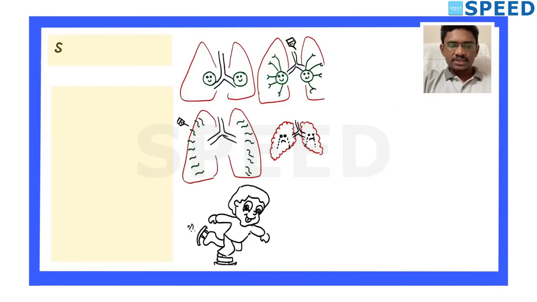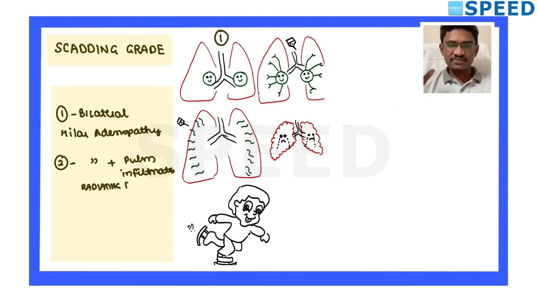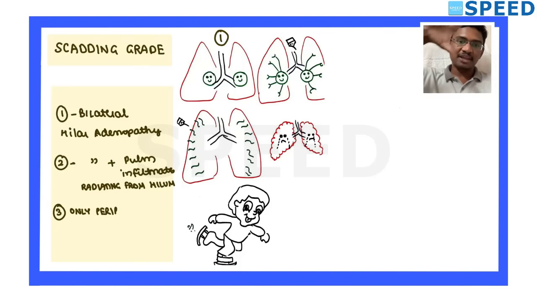So if you see this in sarcoidosis, there is a staging system where this system is used to classify sarcoidosis based on the severity. First is stage 1, where the patient will have only bilateral hilar lymphadenopathy. Next is stage 2, where the hilar lymph nodes will be enlarged along with infiltrates radiating from the center, the hilum. Next is stage 3, where the infiltrates would have reached the periphery. And the last stage is where the lung is replaced by fibrous tissue, fibrosis.